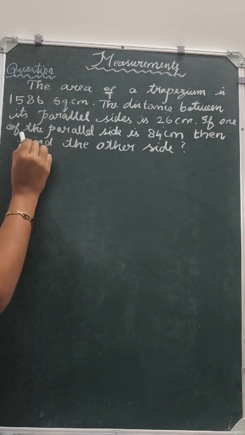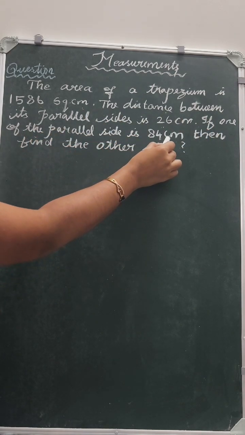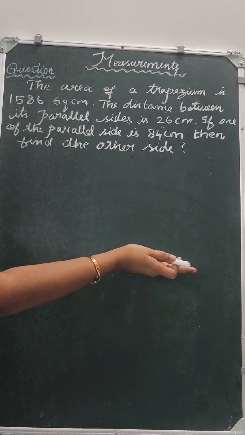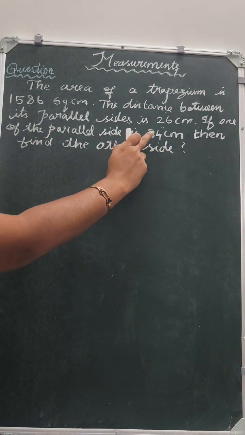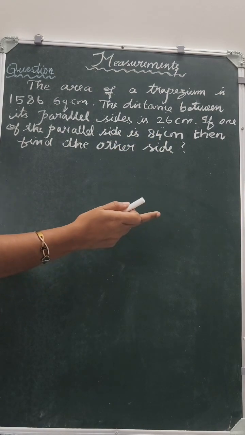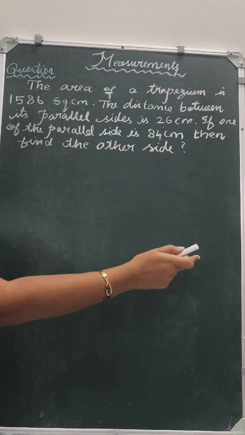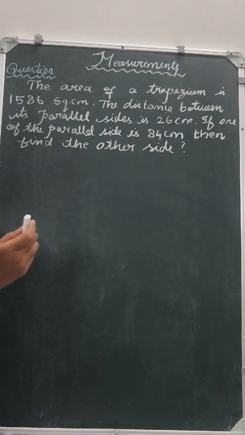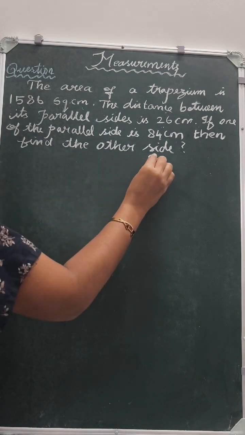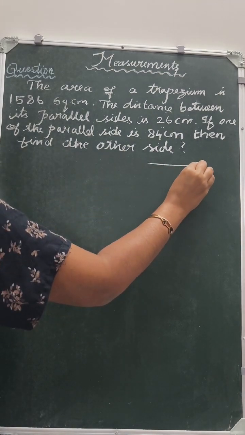And if one of the parallel sides is 84 centimeter, they have given one side of the trapezium, that is 84 centimeter. We can assume it as A. Then find the other side. So they have said to find the B. Okay, I am going to draw and show. I am going to draw a trapezium.